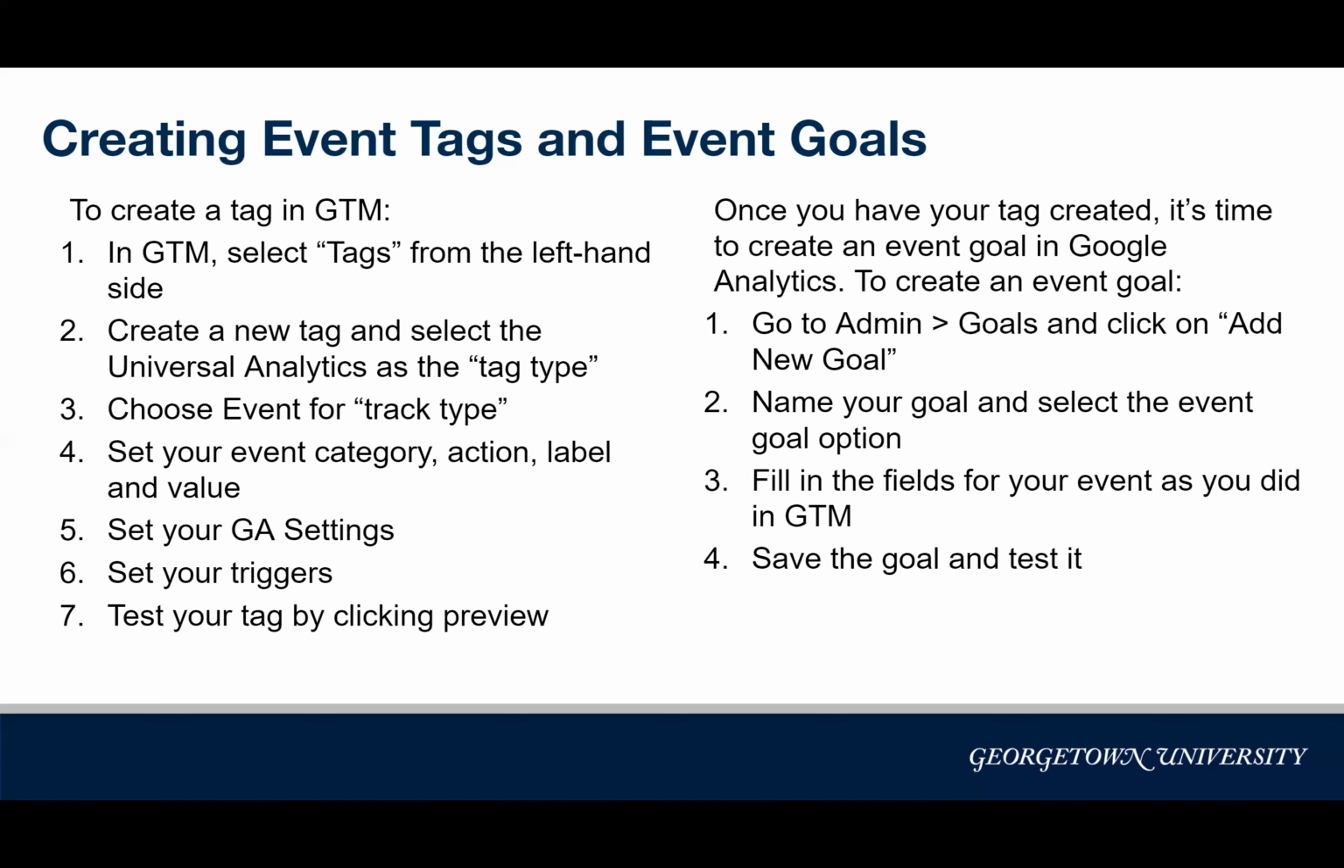Once you've selected the Event Goal option, it's going to open up fields for the category, action, label, and value fields. Once you're here, you're going to want to input the information exactly how you did in Google Tag Manager into Google Analytics. So if you put video as your category in Google Tag Manager, you want to put video as your Google Analytics category as well. Once you've filled in the fields exactly how you did in Google Tag Manager and Google Analytics, you can then save the goal and test it to make sure you're receiving the data in Google Analytics.